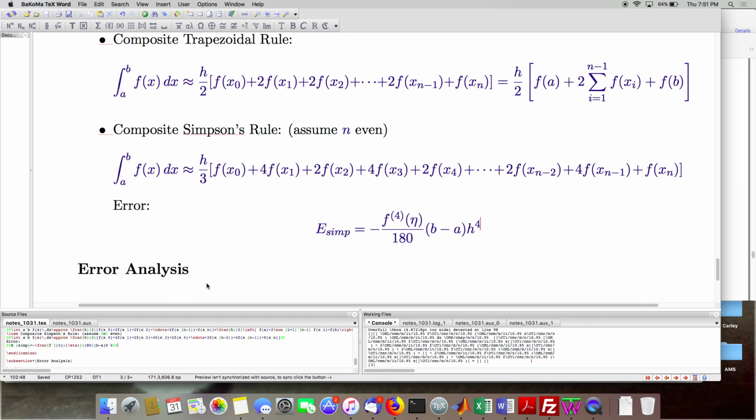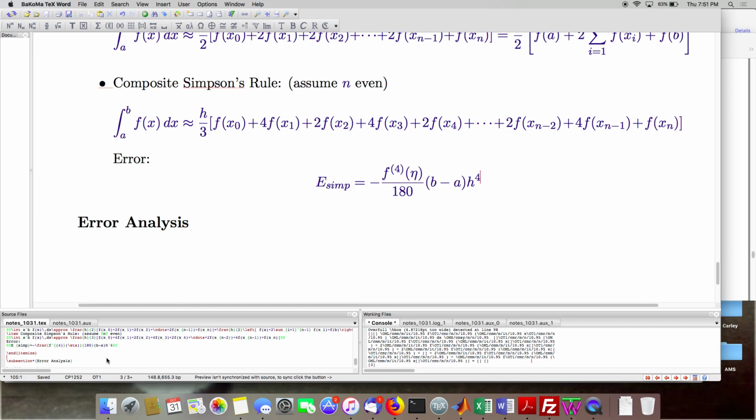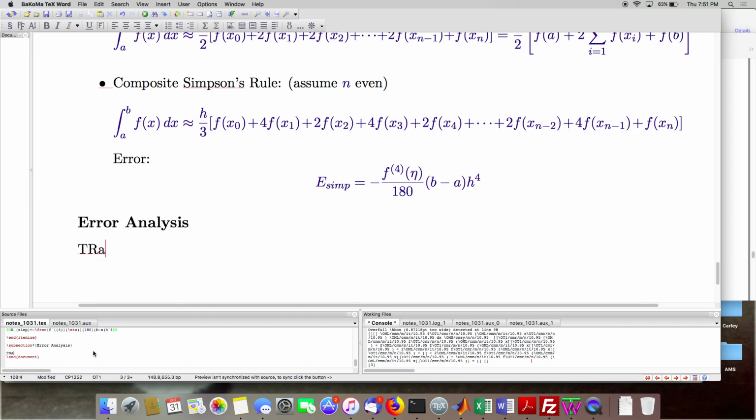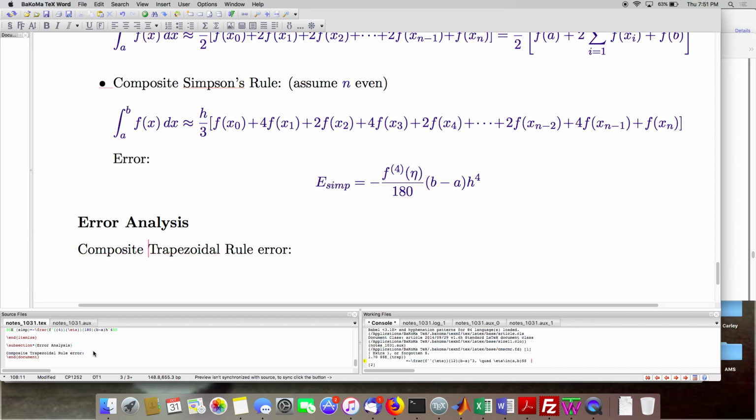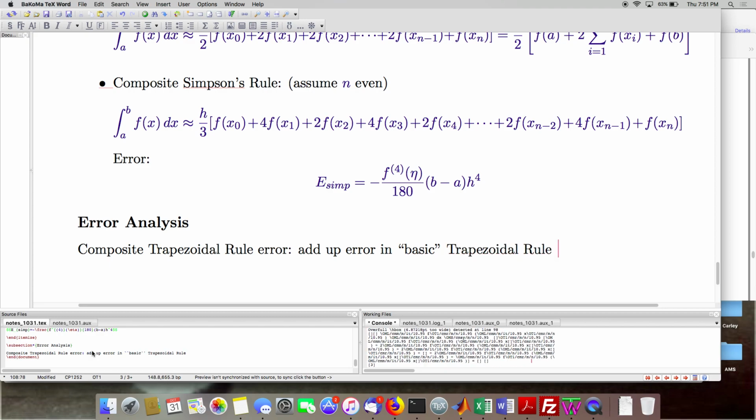I haven't stated the error formula for the trapezoidal rule yet because I'm going to show you where it comes from. And then a similar procedure can be used for the other two. So this is the error in the composite trapezoidal rule, or improved Euler method. Add up the error in the basic trapezoidal rule over all subintervals.